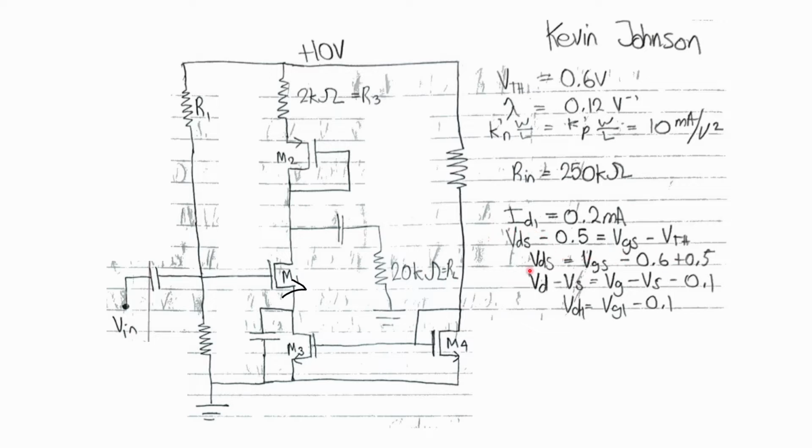And just by expanding what VDS means, which is VD minus VS, and what VGS means, which is VG minus VS, and realizing that VTH is 0.6 volts, we can do some simple algebra to come to the fact that the drain voltage of transistor 1 is going to be 0.1 volts less than the gate voltage of transistor 1.